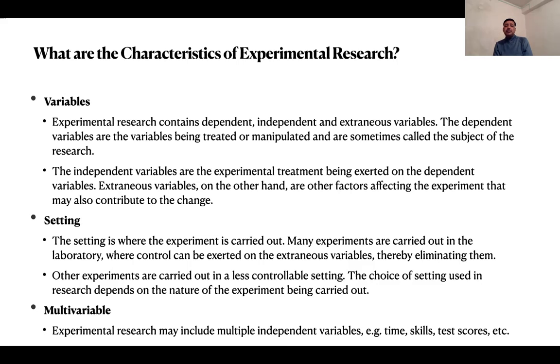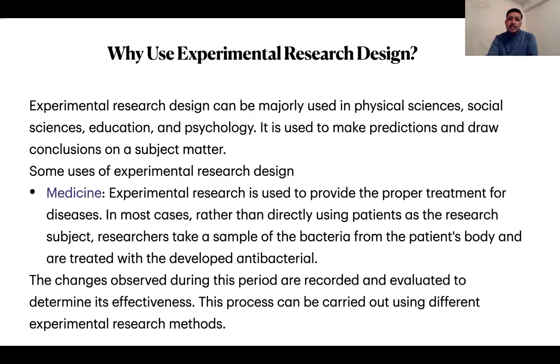Other experiments are carried out in less controlled settings. The choice of the setting used in a research depends on the nature of the experiment being carried out. These are the settings of experimental research. The next one is multivariable. Experimental research may include multiple independent variables like time, skills, test scores, and so on. These are some of the characteristics of experimental research.